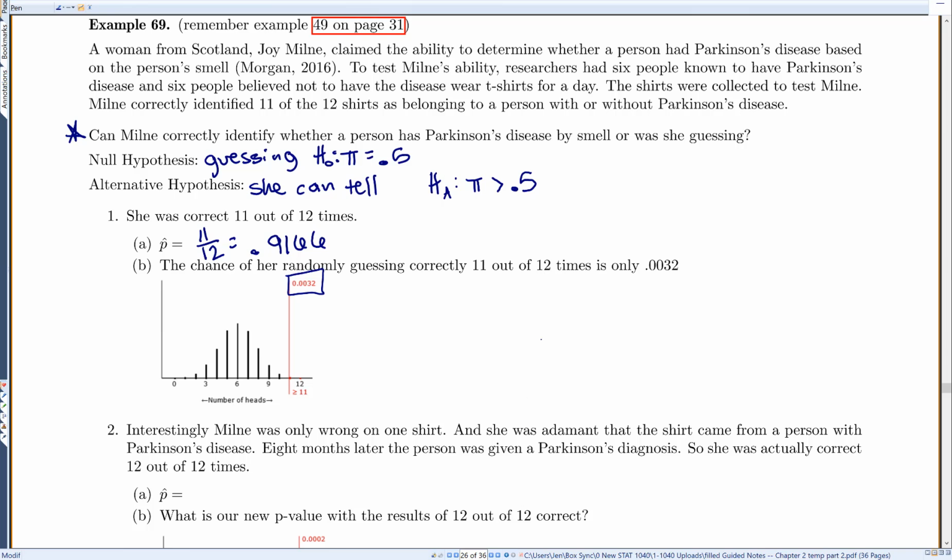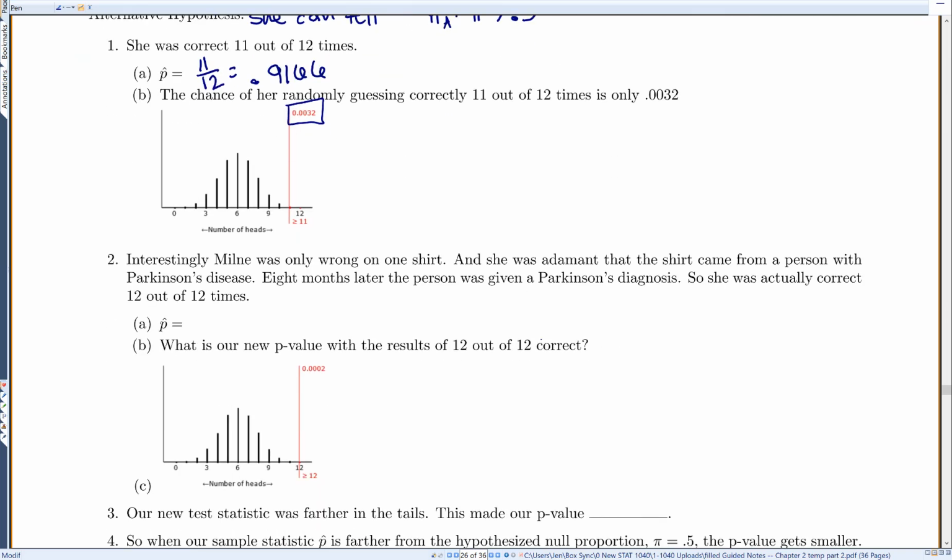Okay. Now, interestingly, she was only wrong on one shirt, and she was adamant that that shirt came from a person with Parkinson's. 8 months later, that person was actually given a Parkinson's diagnosis. So she actually figured it out before the doctors did.